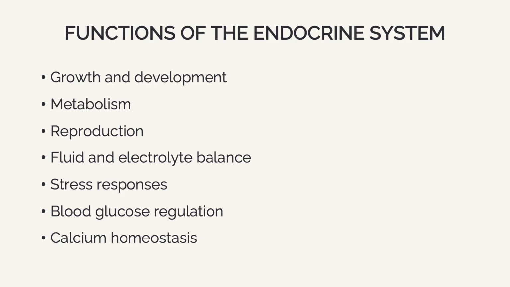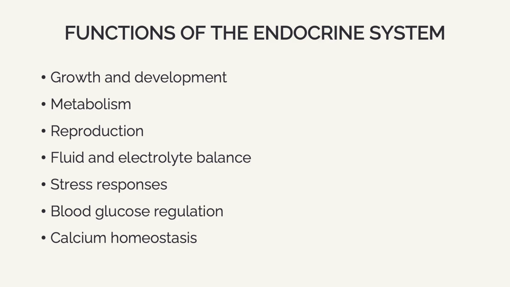The functions of the endocrine glands. Hormones influence virtually every major body system. So one important function is regulating growth and development. Growth hormone, thyroid hormone, sex hormones, all of these contribute to normal growth and maturation. The endocrine system also controls metabolism, determining how quickly cells use energy and nutrients. The hormones regulate reproduction, including fertility, pregnancy, and sexual development.